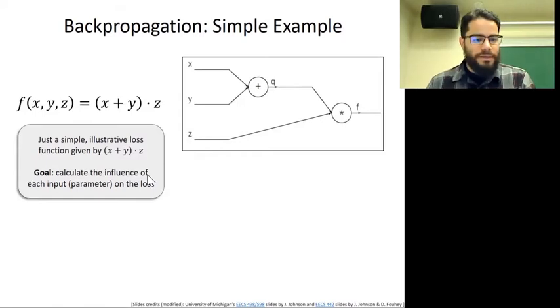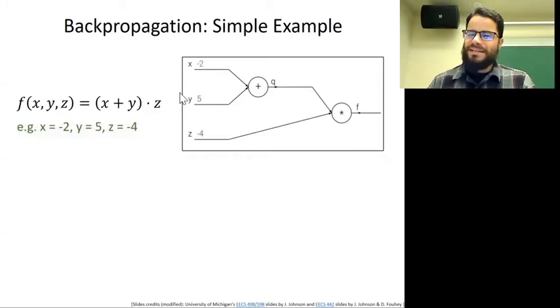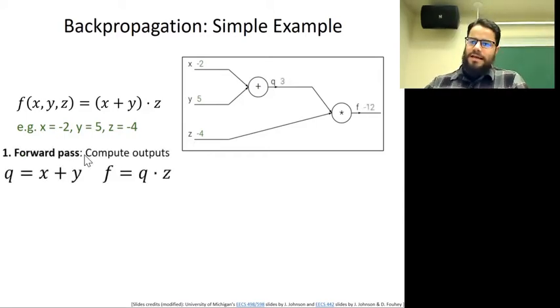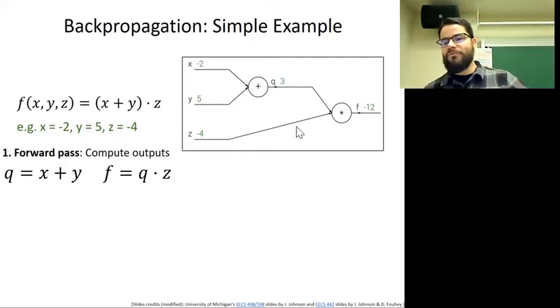other parameters. So the goal is to calculate the influence of each input, in this case the parameters, on the loss. So let's just put some random values to these inputs. We have x equals -2, y equals 5, and z equals -4. In the forward pass, as I said, it's super simple. We are just applying the operations that each node is implementing. So this node here is a sum. We do -2 plus 5. We have 3. We are going to call the output of this node Q, okay? So Q is given by the sum of the two inputs, x plus y. This is going to be important during the backward pass derivations. And then we have F, which is the final output, in this case, that represents the loss, okay?